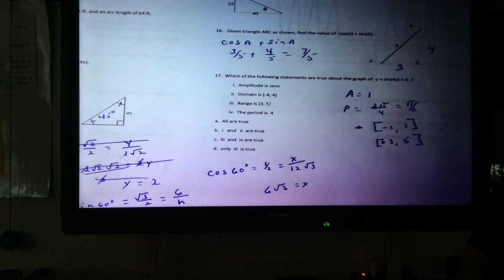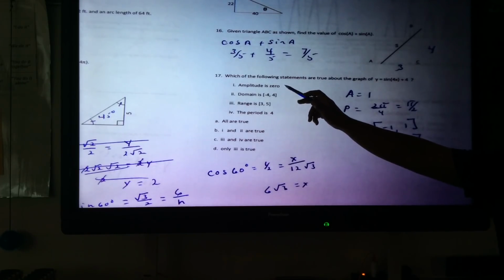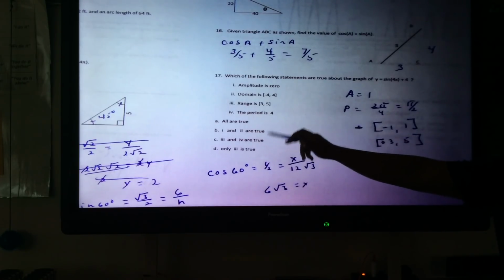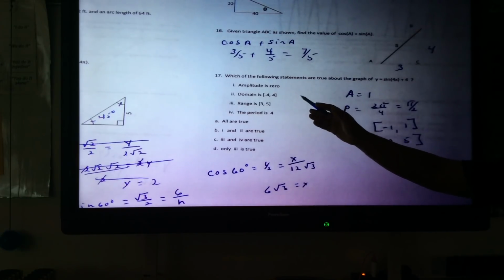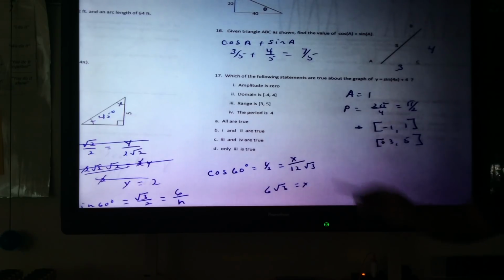Because the range is true. Look at what's true here. The amplitude is 0 is not true, so 1 is gone. Wherever you got a 1, X it out. The domain is -4 to 4. That's not true. It's all real numbers. It doesn't matter whatever you use. It's always going to be all real numbers? For the domain, yes.